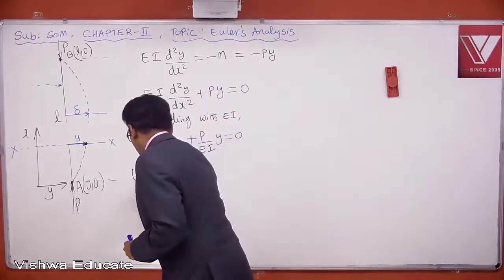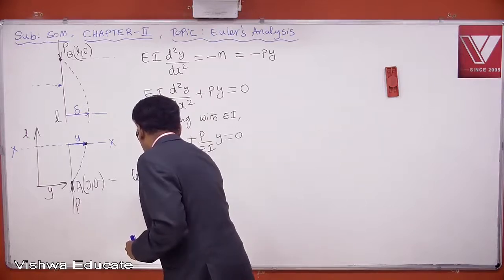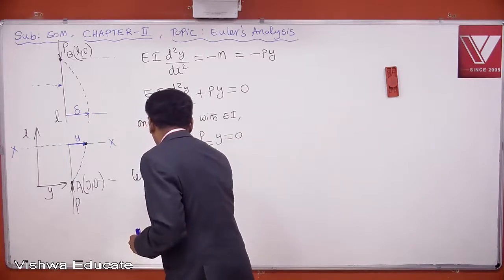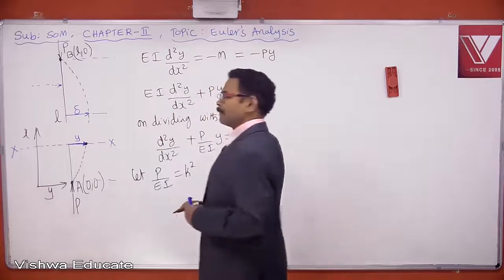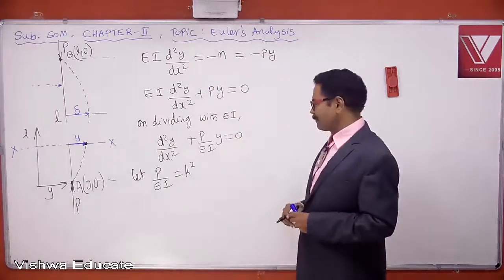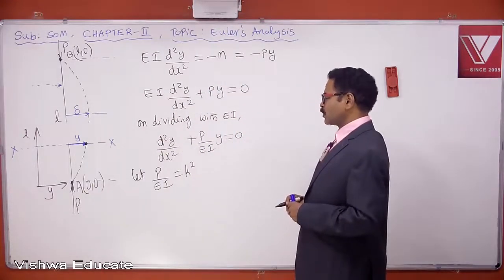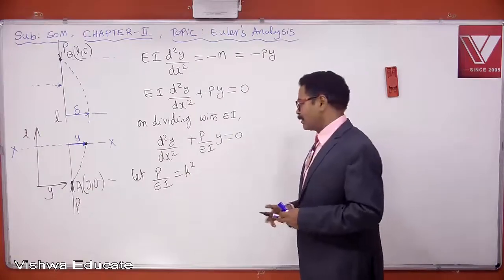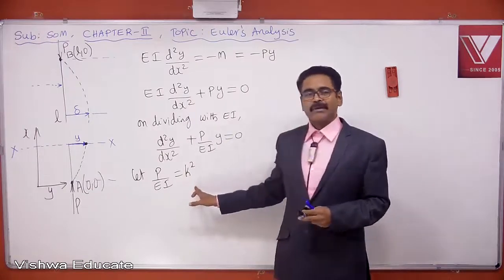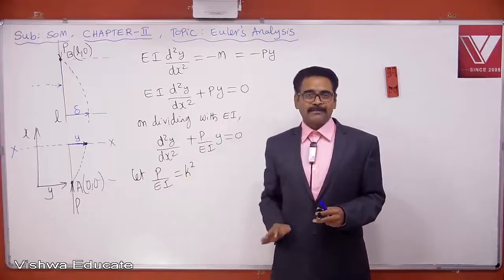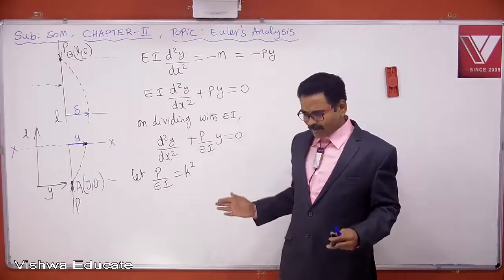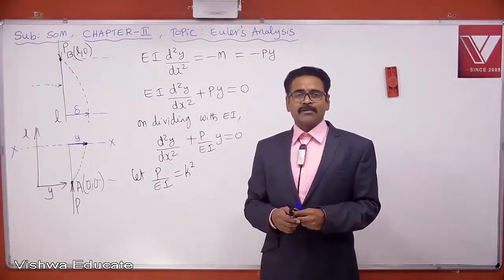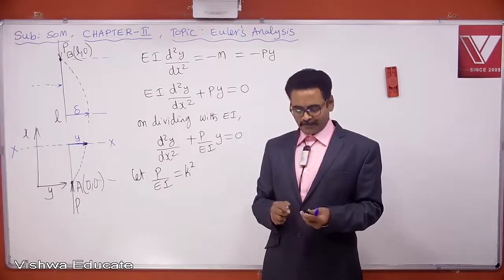Here, let P by EI is equal to K square. I am assuming like this, right? P by EI is equal to K square. You know, here K is not radius of gyration. K is a constant. Always we can replace a group of constants with another constant.